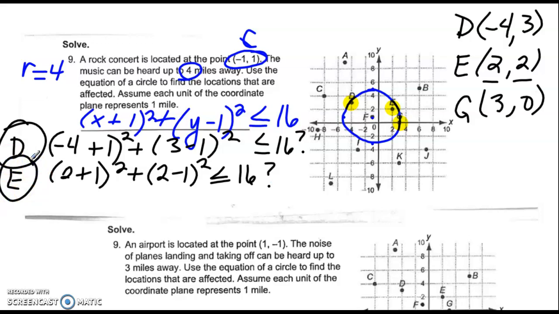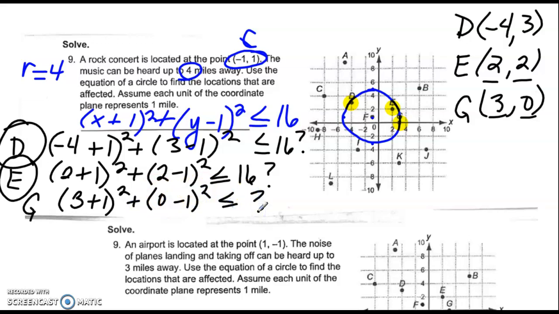So now let's figure out if G will be affected. We're going to use the point 3, 0. So where X is, I'm going to put 3. So 3 plus 1 squared. Where Y is, I'll put 0. 0 minus 1 squared. Is that less than or equal to 16? No, it's 17, right? Yeah. So G is not going to be affected. It's really close. It's on the 4 point something, but far enough away. So our G is not going to be affected.